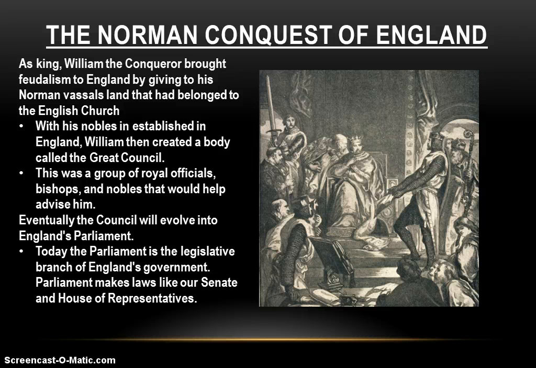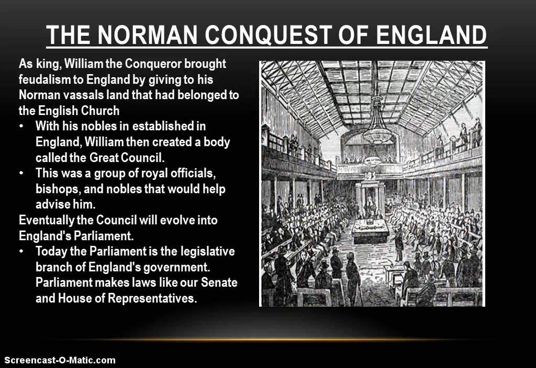Eventually, this Great Council is going to evolve into England's Parliament. Today, Parliament is the legislative branch of England's government. Parliament makes the laws for England the same way that our Senate and our House of Representatives make the laws for the United States. So what began as an advisory body, the Great Council, eventually becomes England's Parliament. And we'll see that evolutionary process take place as we move on here.